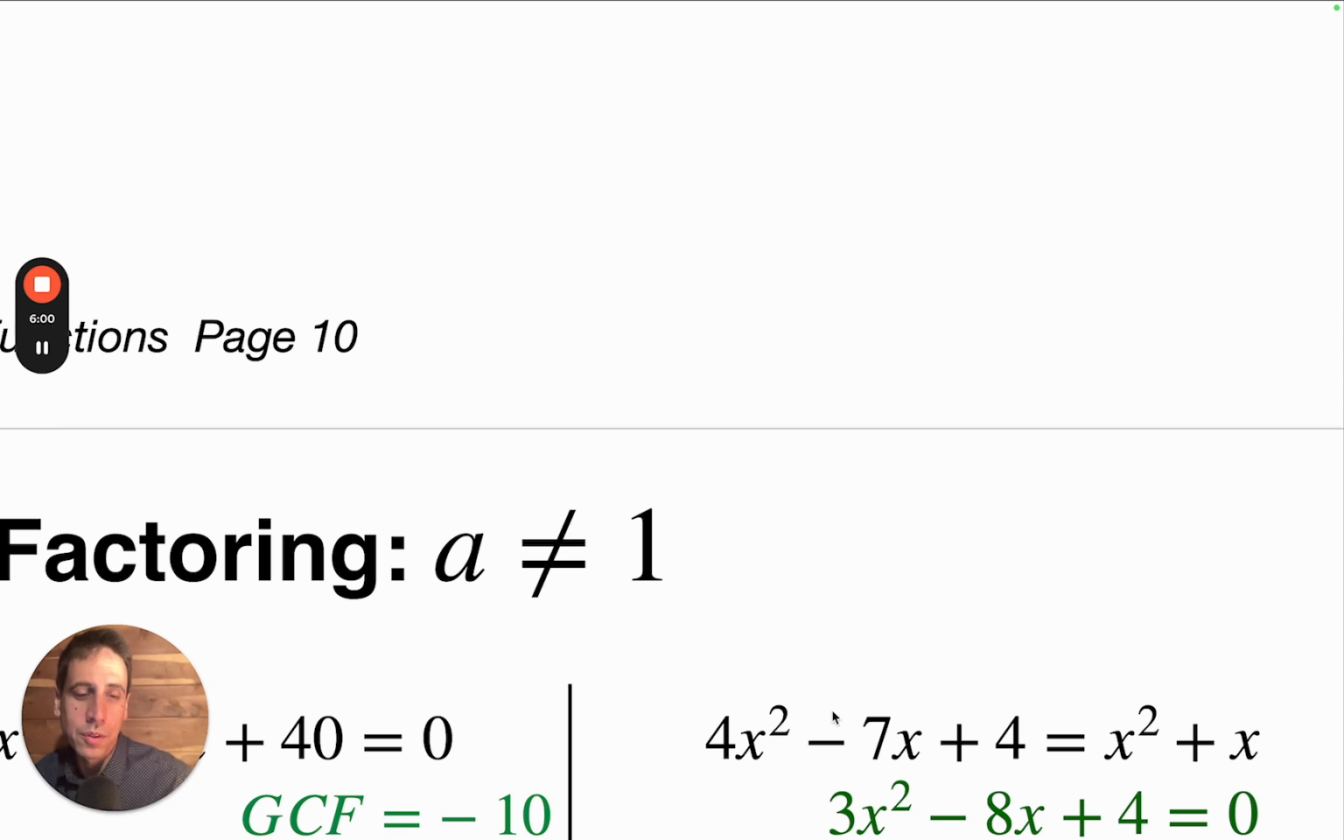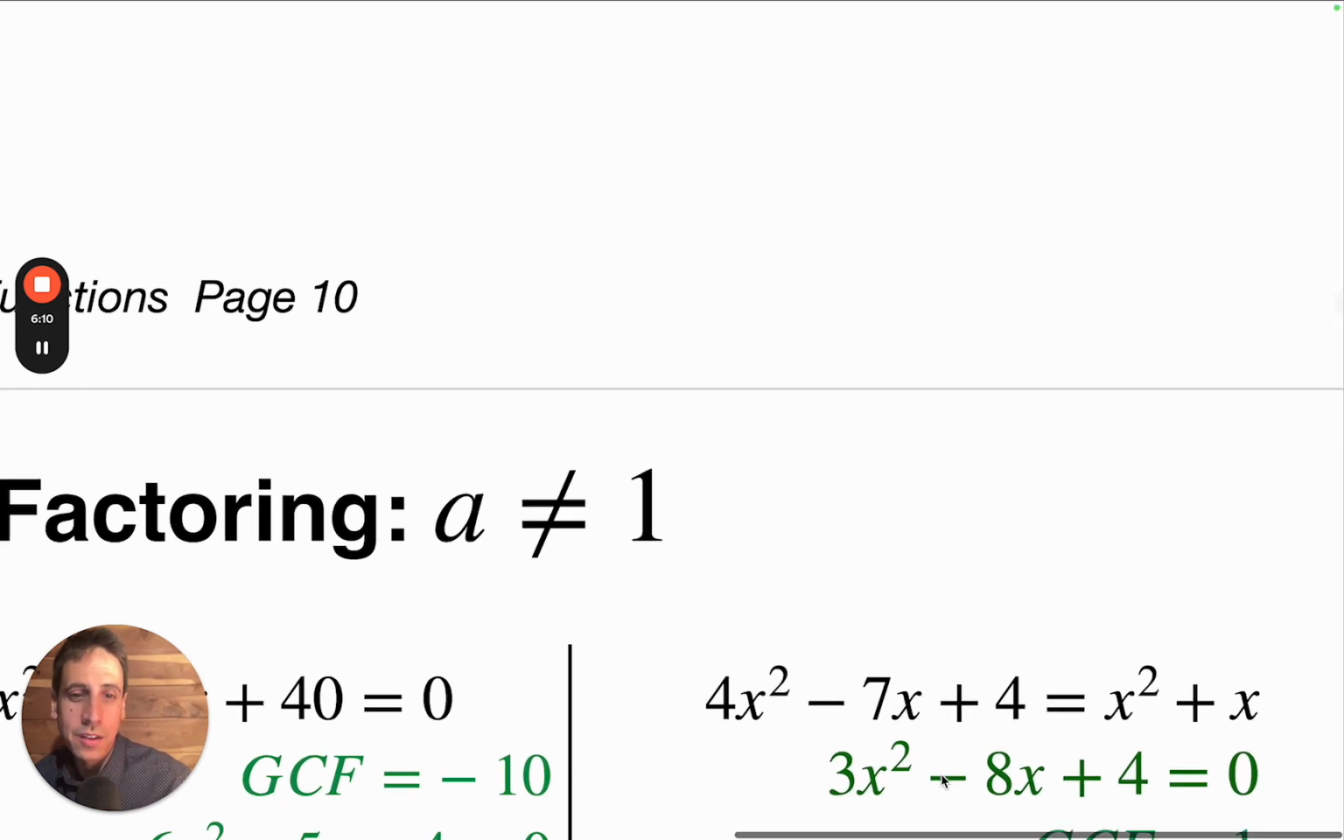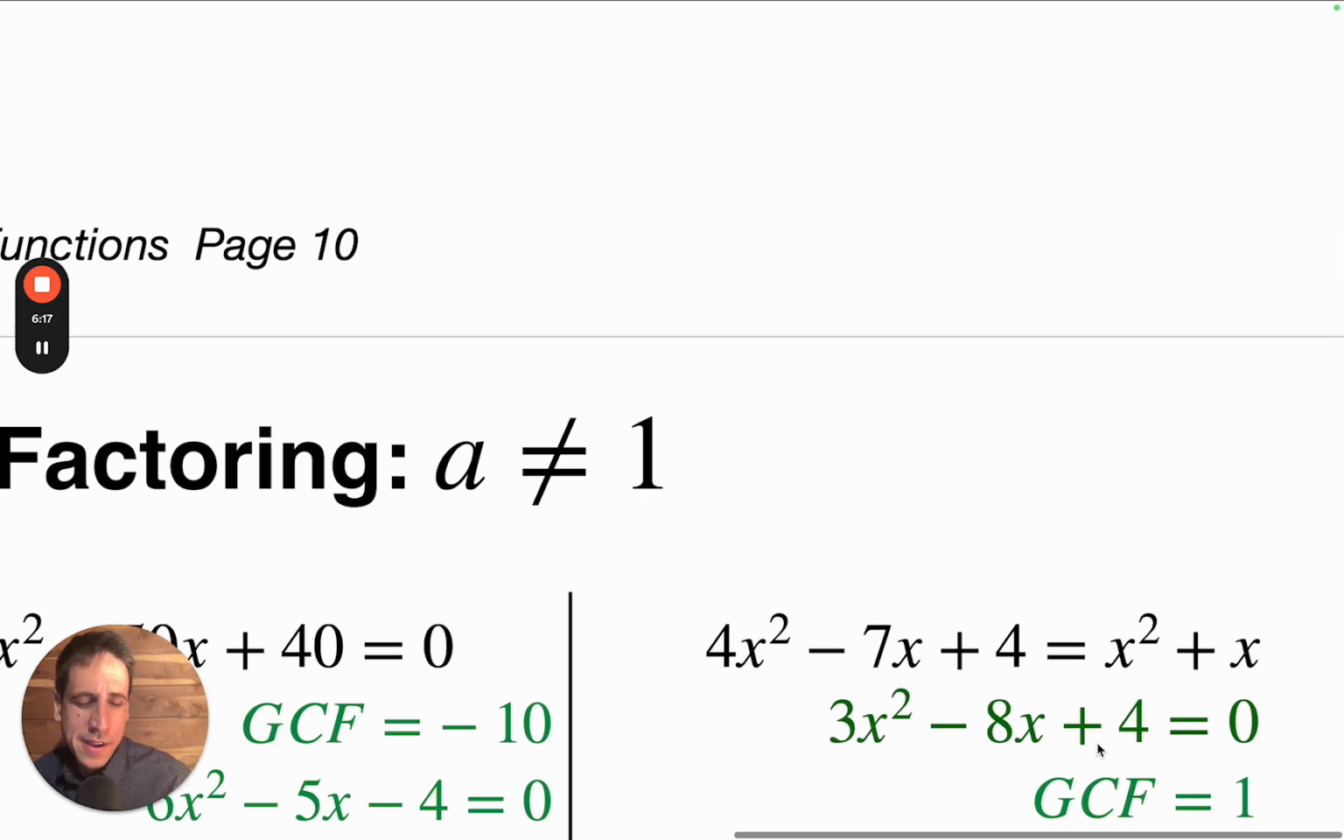One more example. Oh, wait a minute. It is not set equal to 0. I've got x's all over the place, both on the left-hand side and the right-hand side. So I'm going to subtract x squared minus x from both sides, and I get 3x squared minus 8x plus 4 equals 0. Greatest common factor seems to be 1.